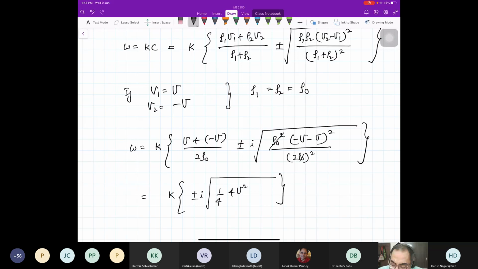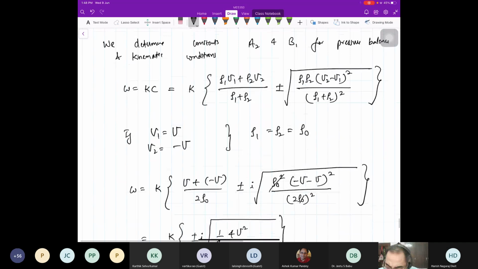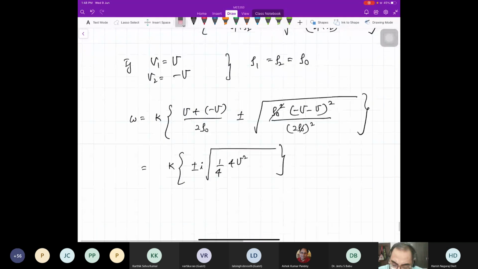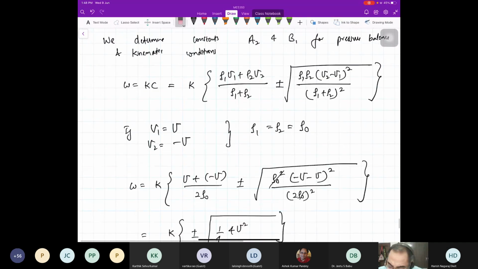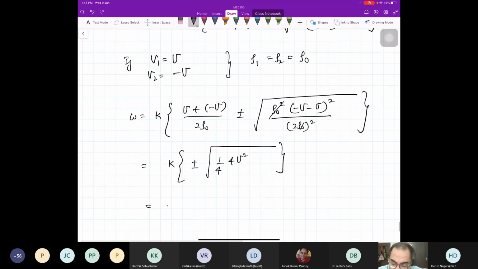There is some goof up that I've made. I don't know why I introduced an i. That's what was bothering me. There is no i here, because there's no i in the whole expression. So this is what I have, and this can be simplified to plus or minus; the 4 cancels out. It just becomes k into u.